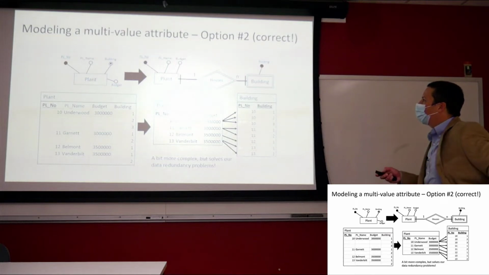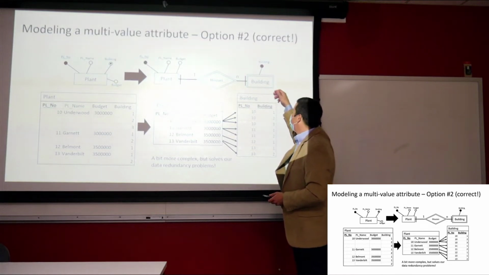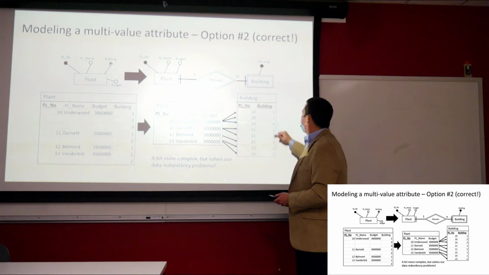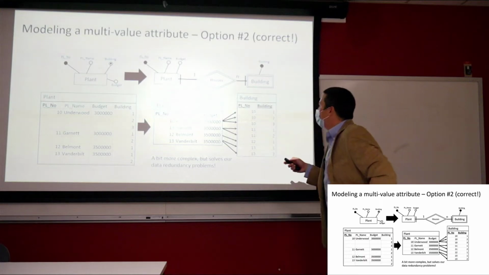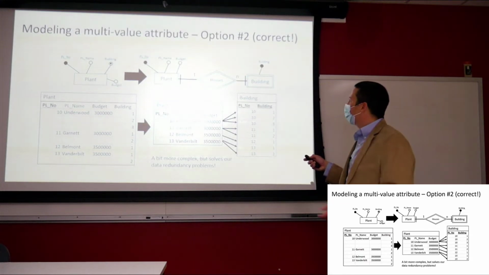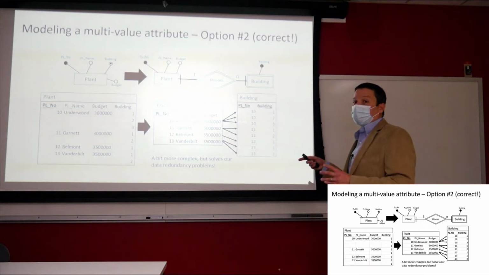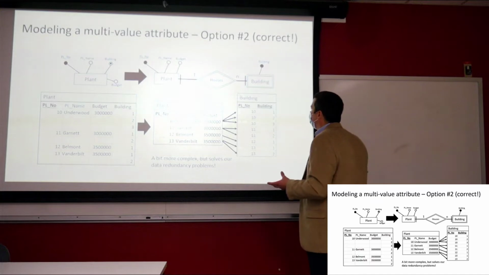Instead, what we're going to do is replace this multi-value attribute with a one-to-many relationship with another entity that is going to contain all of the buildings that are associated with each plant. Okay, so now we have a plant houses a minimum of 1 and a maximum of many buildings, and a building is housed by, or associated with, whatever you want to call this relationship, a minimum of 1 and a maximum of 1, or exactly 1 plant, right?